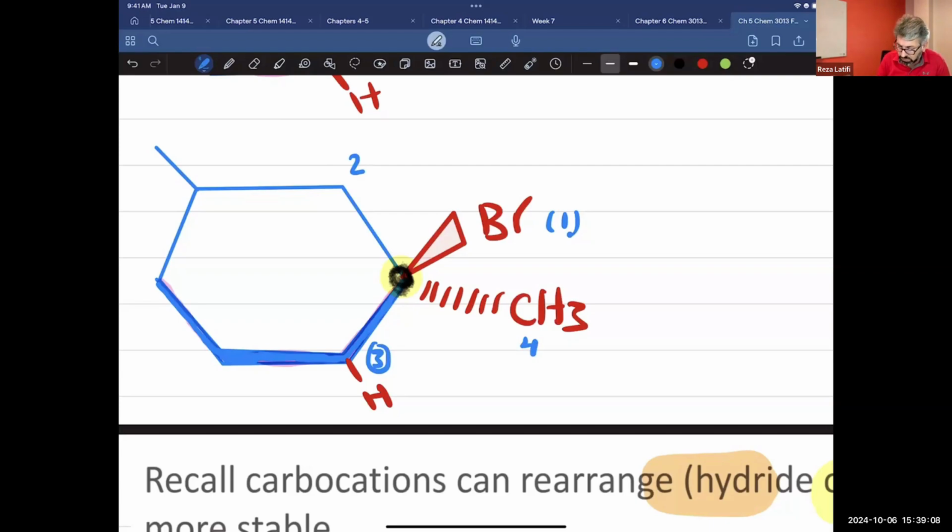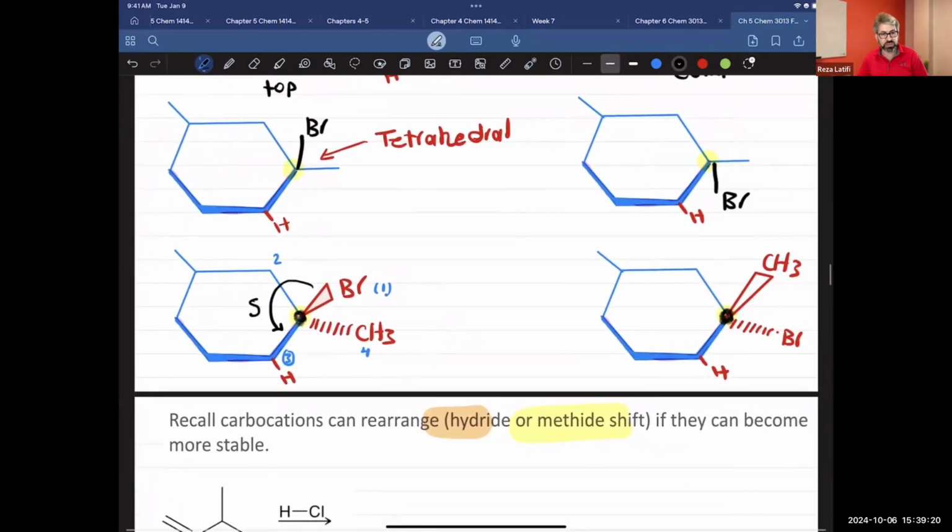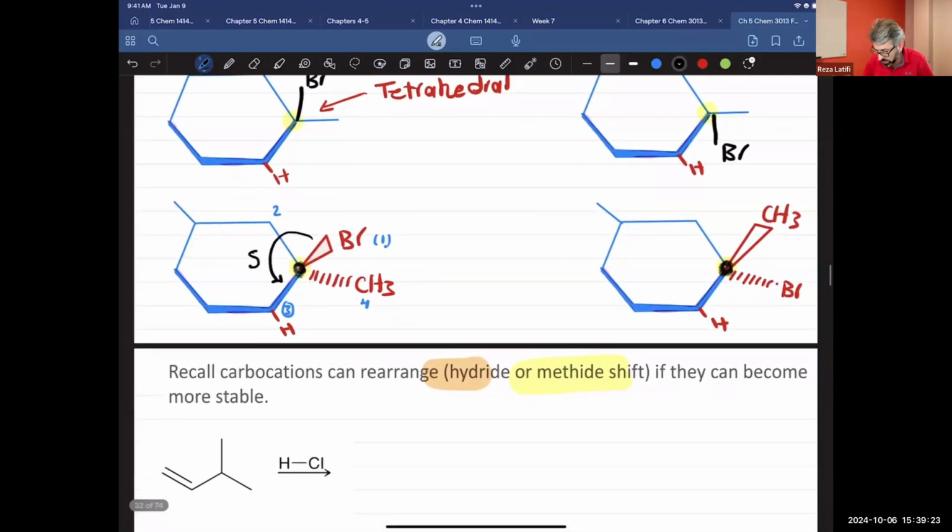Now let's assign the configuration. The configuration in this case, if we follow the numbers, will be counterclockwise, and this is going to be S configuration. So if we add bromide from the top, we get S configuration. But if we add the bromide from the bottom, we get bromide 1. This is going to be 2. This one will be 3.